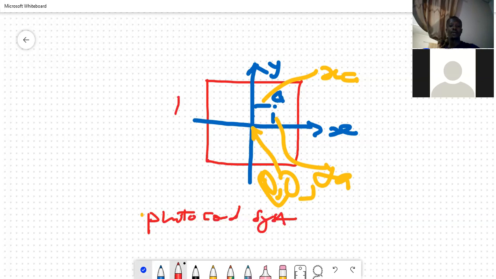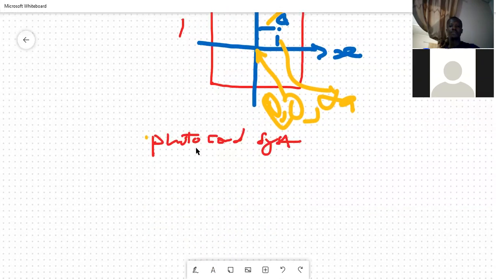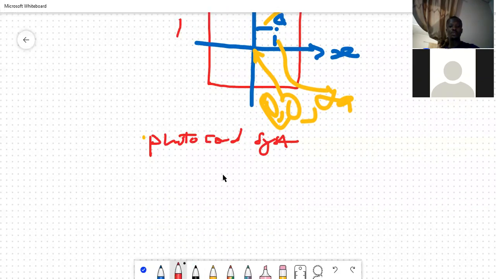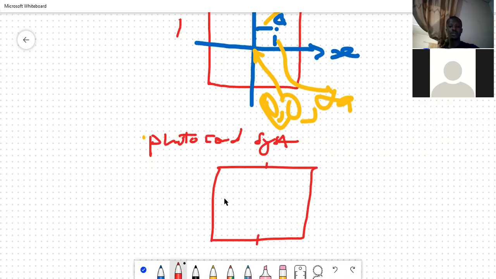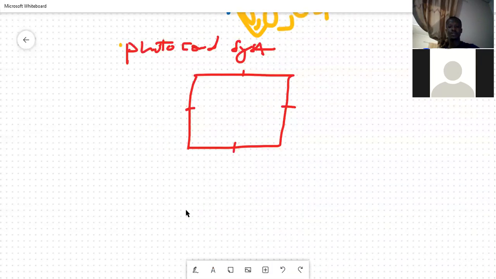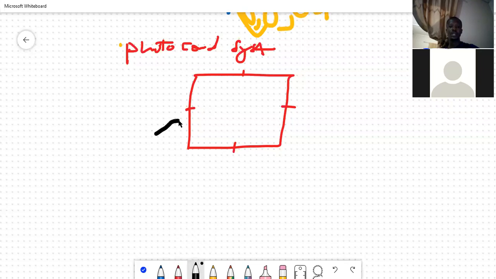Right, and then the fiducial coordinate system is also different. You can have the corner fiducials. These are the side fiducials. So these are side fiducials.